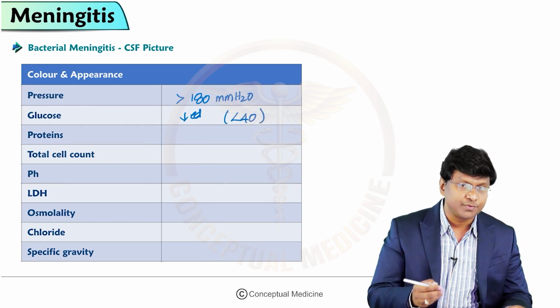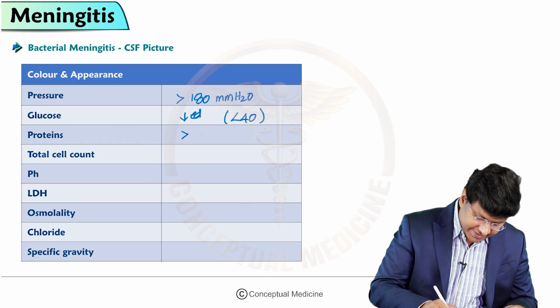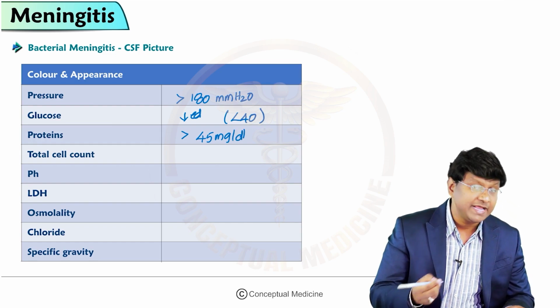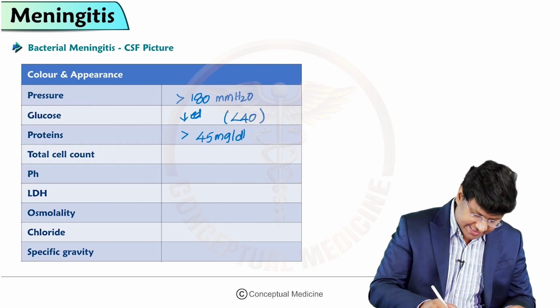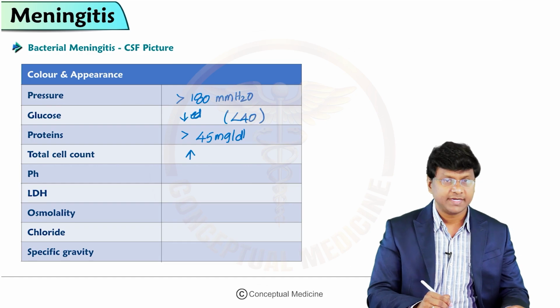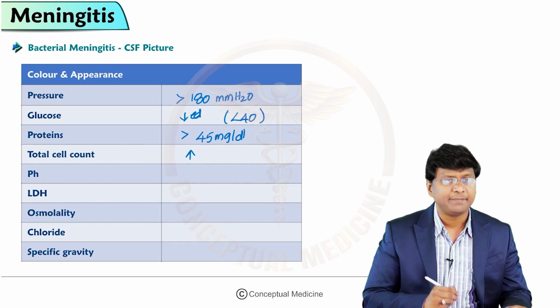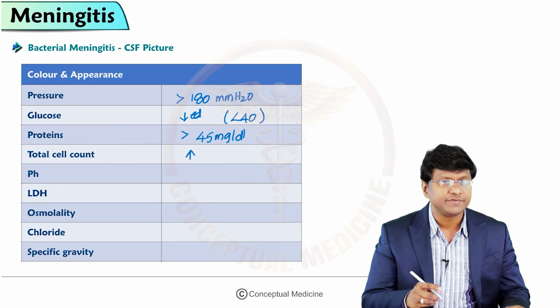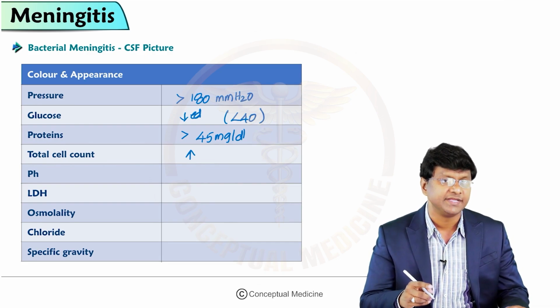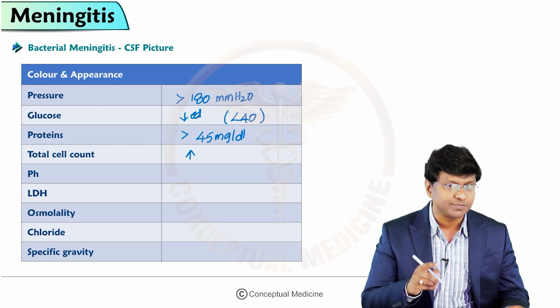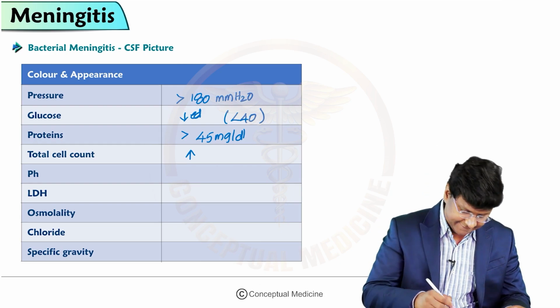And what will happen to the proteins? The proteins are elevated, more than 45 milligrams per deciliter. And what will happen to the total cell count? The total cell count is increased. And what will happen to the pH? The pH becomes acidic in nature. So please remember, that's an important point.